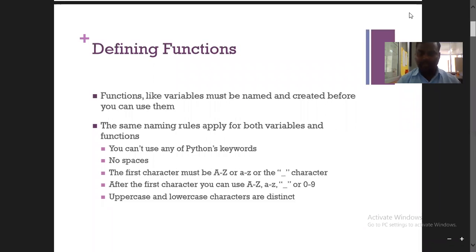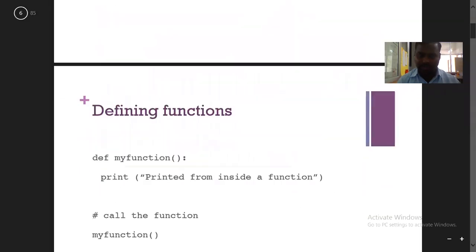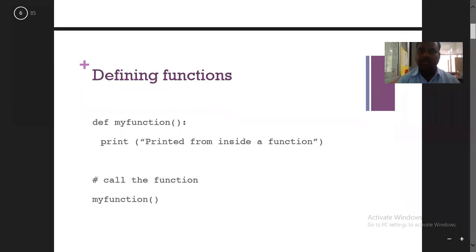The same rules apply to the name of a function. And uppercase and lowercase are distinct. It means that capital A and small a are different. The Python shell treats them as different. Have you understood the rules to declare the name of a function?